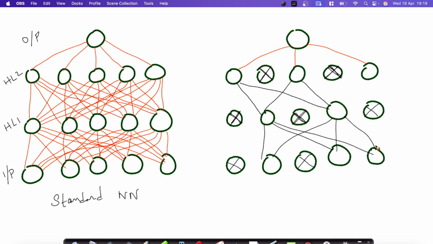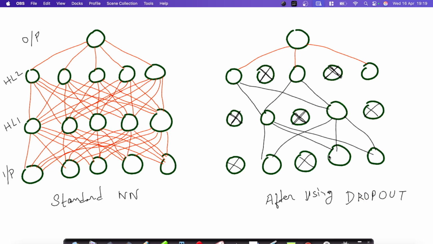Pardon my drawing capabilities, I'm very good at drawing. Anyways, look at this neural network now. This is after dropping out, after using dropout.